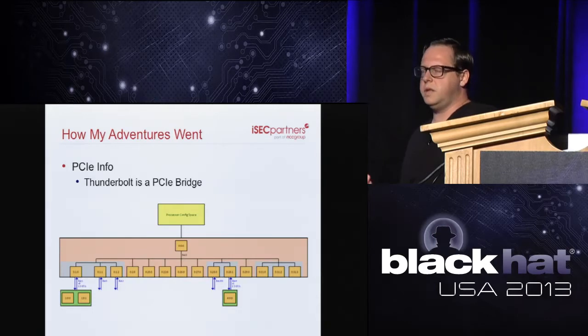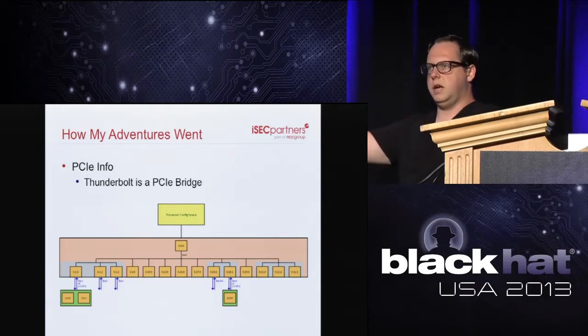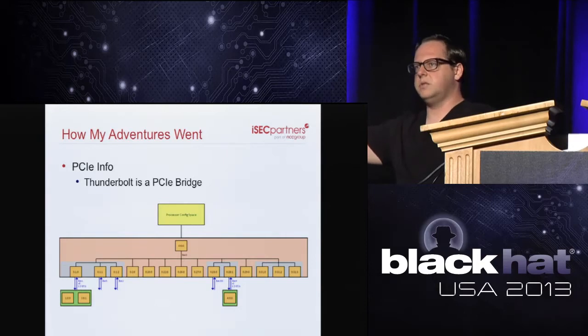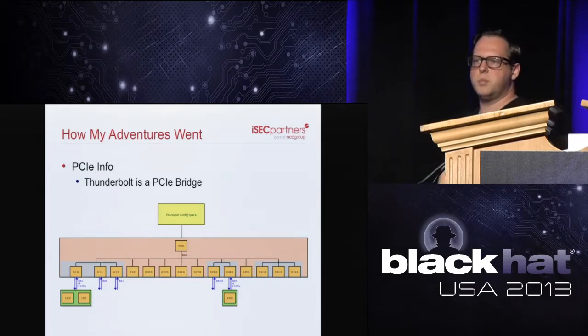Turns out, if you really think about it, Thunderbolt is basically a PCI Express bridge, because it's taking PCI Express information and then encapsulating it, going up to Thunderbolt, pulling it back down. So it's really a bridge, and we can see this through a program called Arbor.